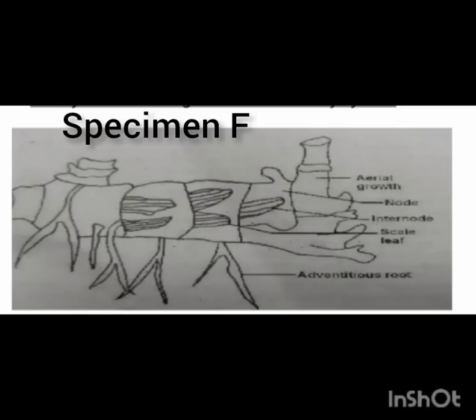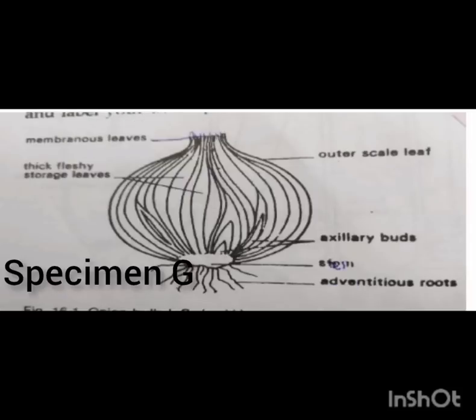Then classification of the specimen F, the ginger rhizome, based on their life cycle. It is a biennial crop. So that is the information on that. Next specimen is specimen G, which is the onion bulb. So what are the characteristics? It has presence of swollen leaf base, yes, with reserved food.